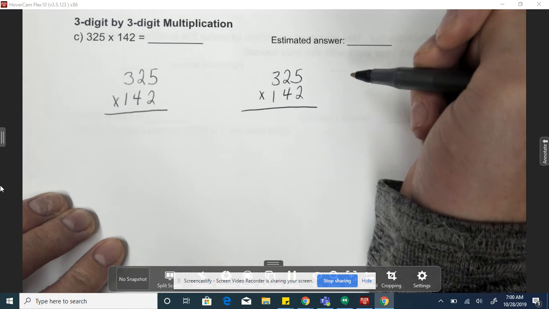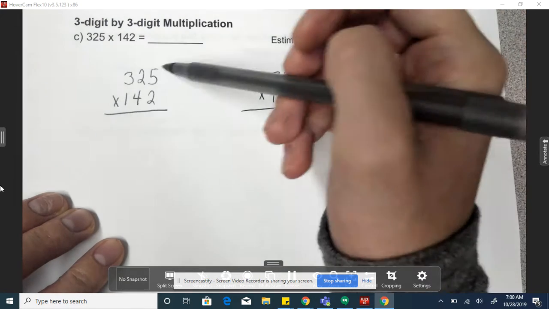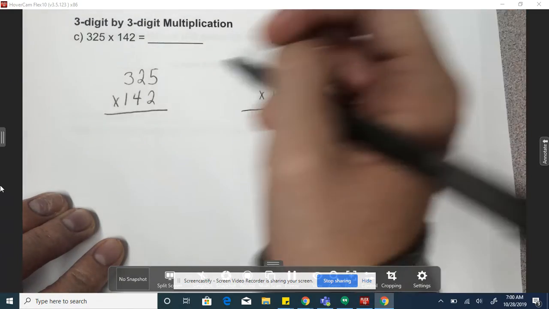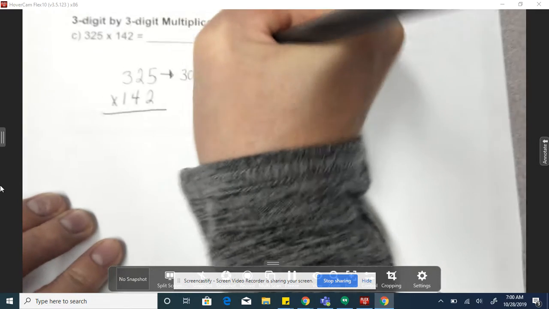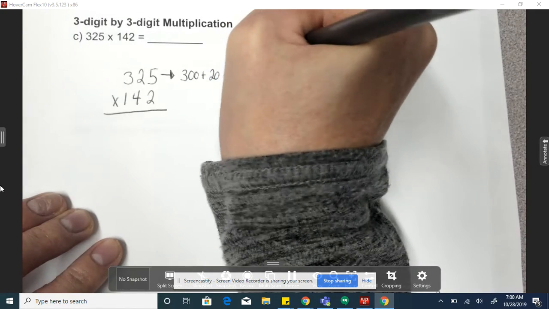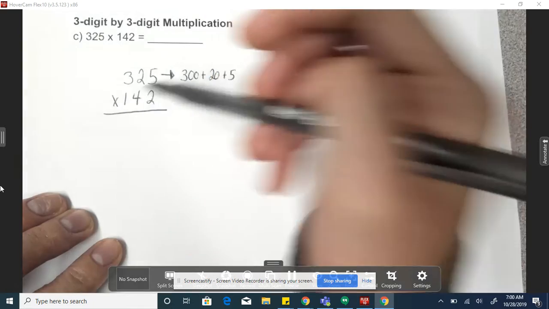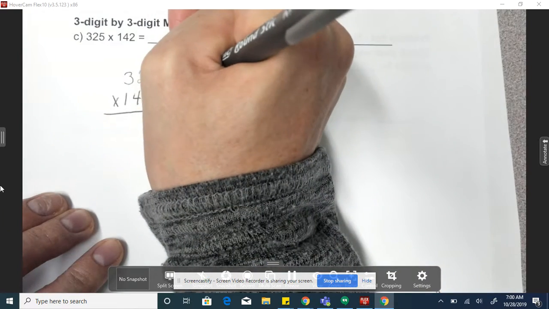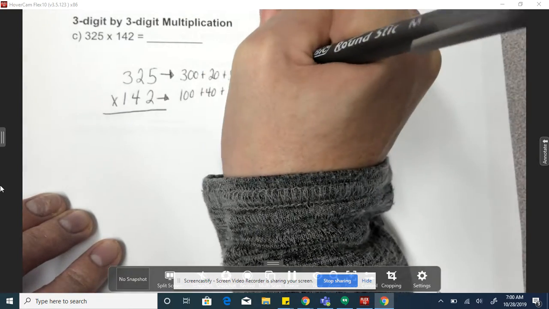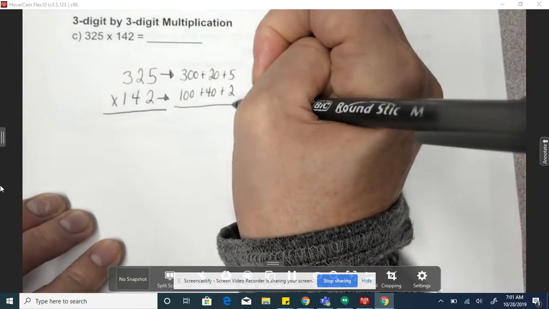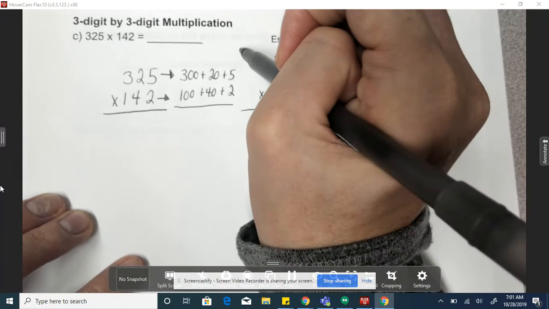All right, now that I've written these vertically, I'm going to start by writing each of these factors in expanded form. I know that 325 can be expanded to 300 plus 20 plus 5, and 142 can be expanded to 100 plus 40 plus 2. I'm just going to draw a little line here so that we know these are separate. I'm sorry, they're pretty close together. All right, once it gets unblurry, I'm going to show you what we're going to do.